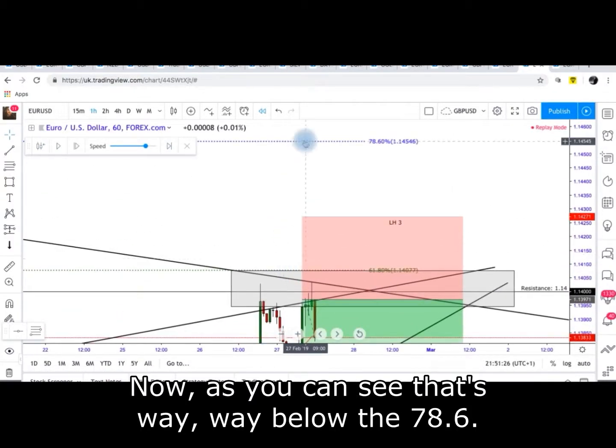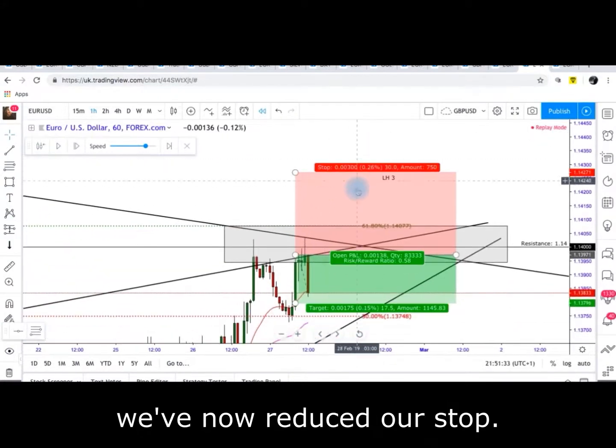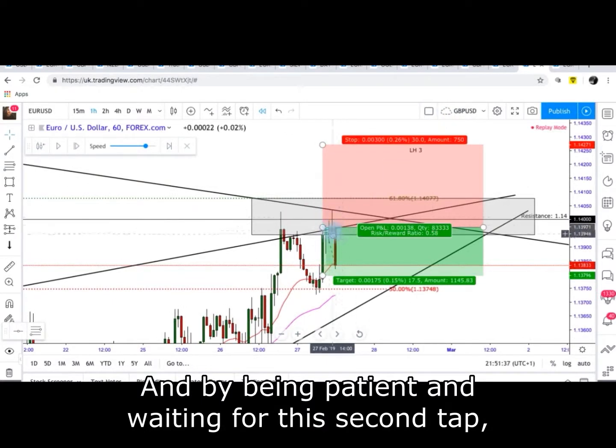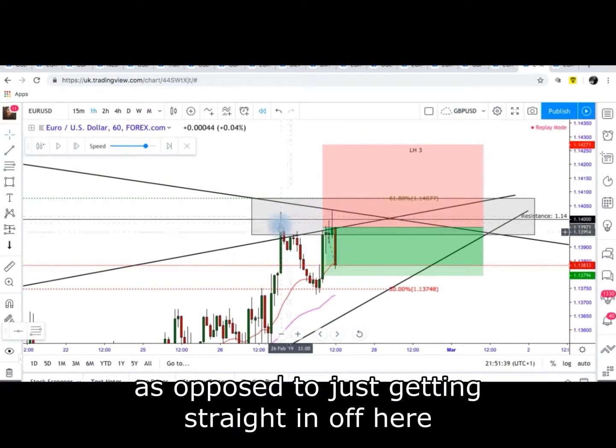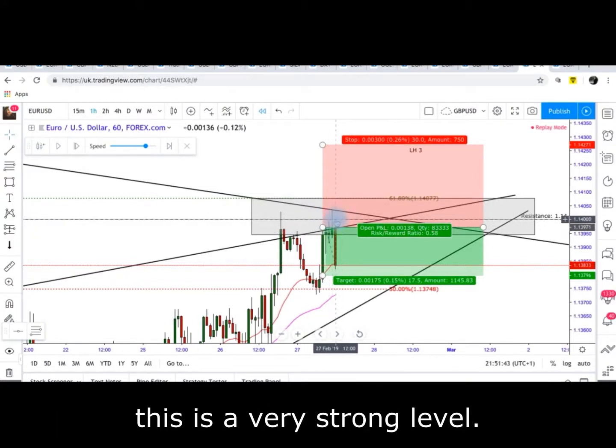Now, as you can see, that's way below the 78.6. As opposed to having a 65 pip stop loss up here, we've now reduced our stop to only 30 pips. And by being patient and waiting for this second tap, as opposed to just getting straight in off here, we've double confirmed that this is a very strong level.